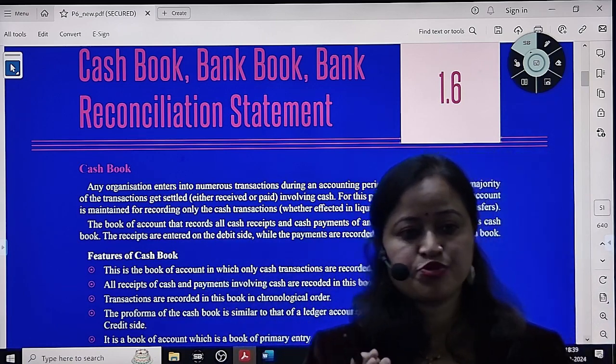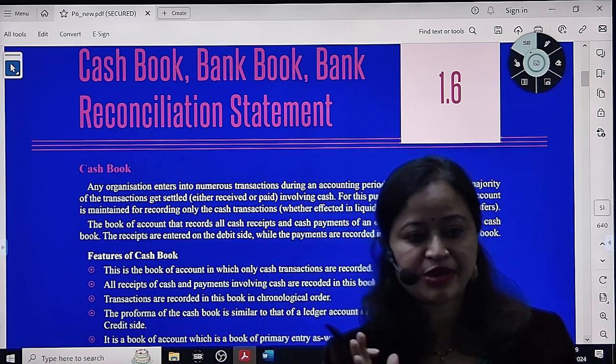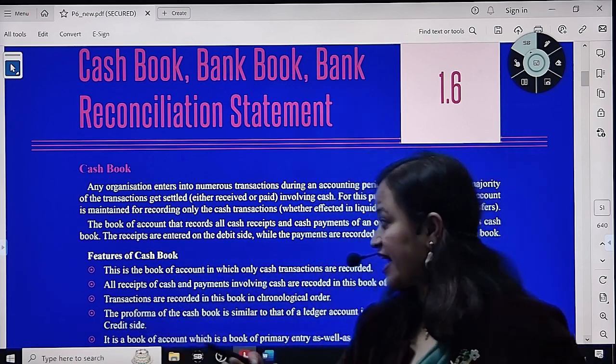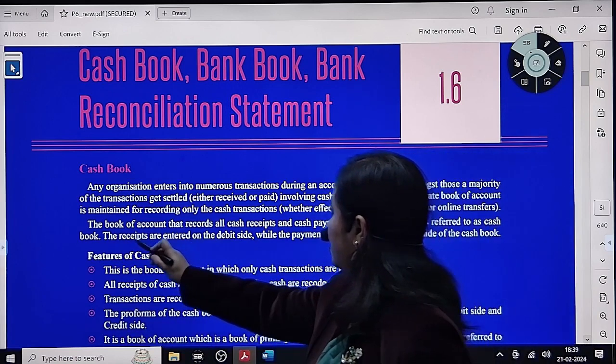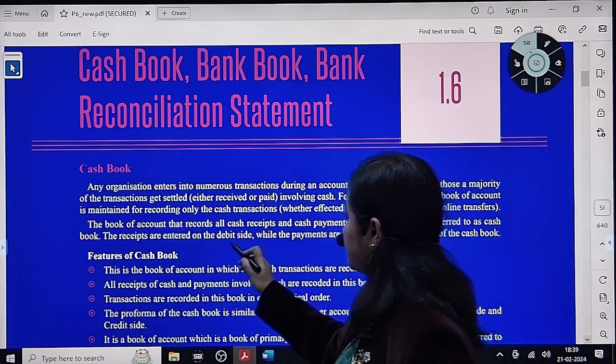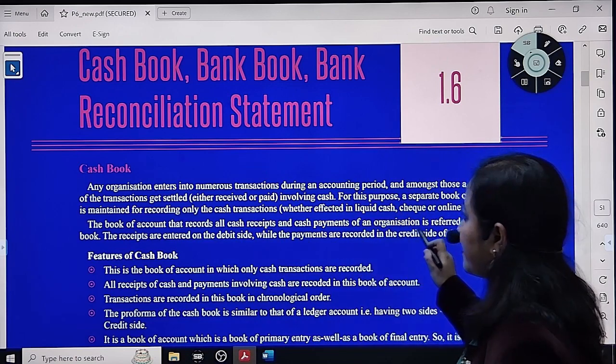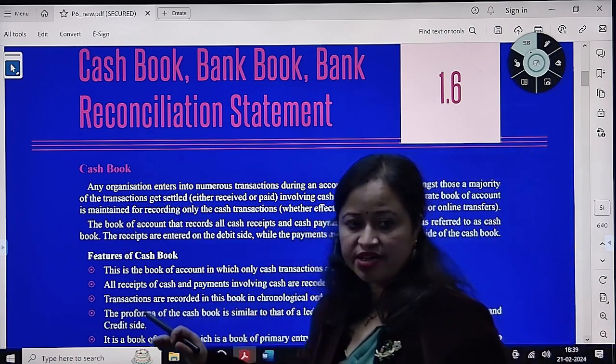Okay, so cash book is the same as your cash account. We have a debit side and we have a credit side. In the debit side, all the receipts are recorded, and in the credit side, all the payments are recorded. So that is all about your cash book.